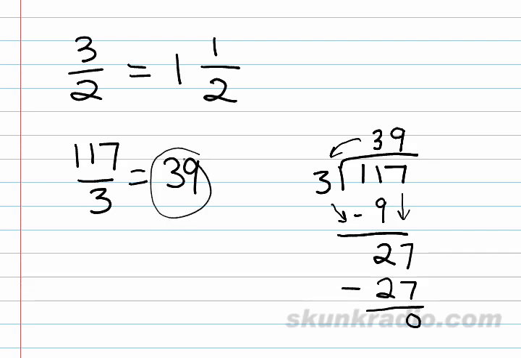So I think you can see that if you have a remainder, you're going to have a remaining fraction with your whole number. And if there is no remainder, then the whole number is the answer. That's how the problem simplifies, just to a whole number.